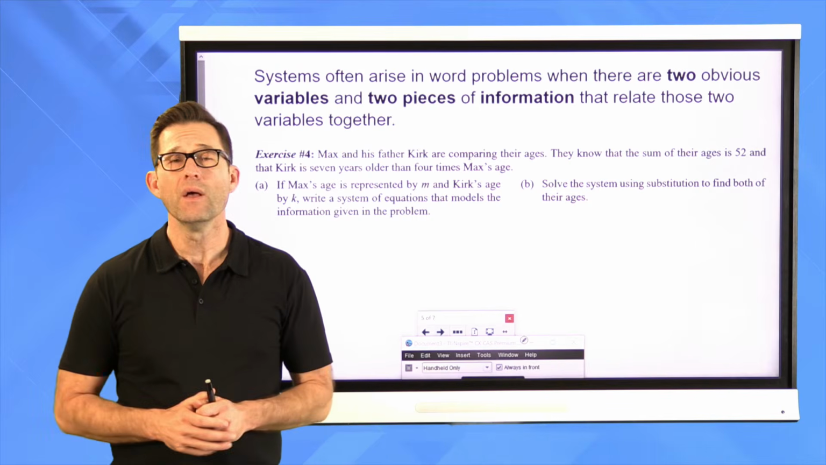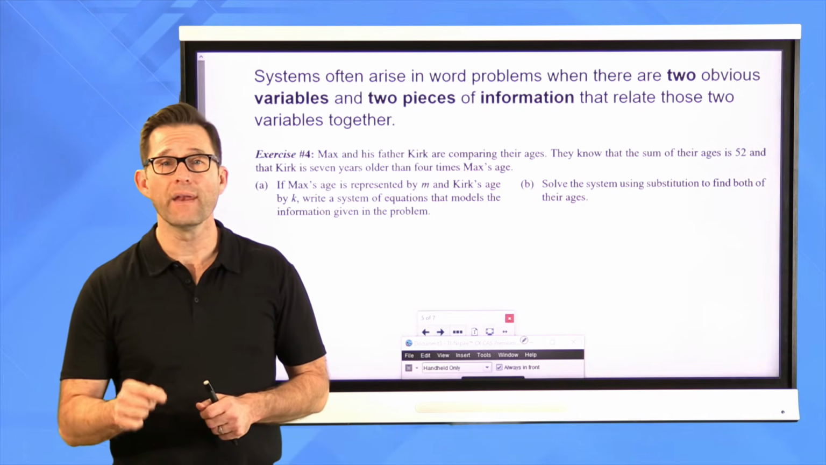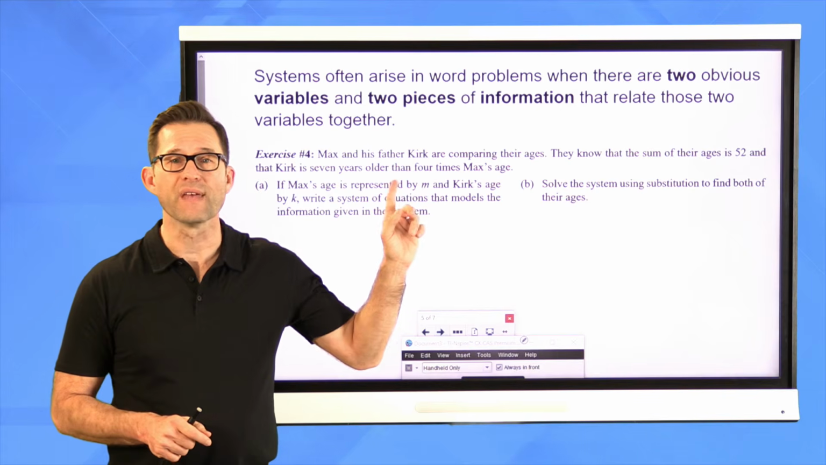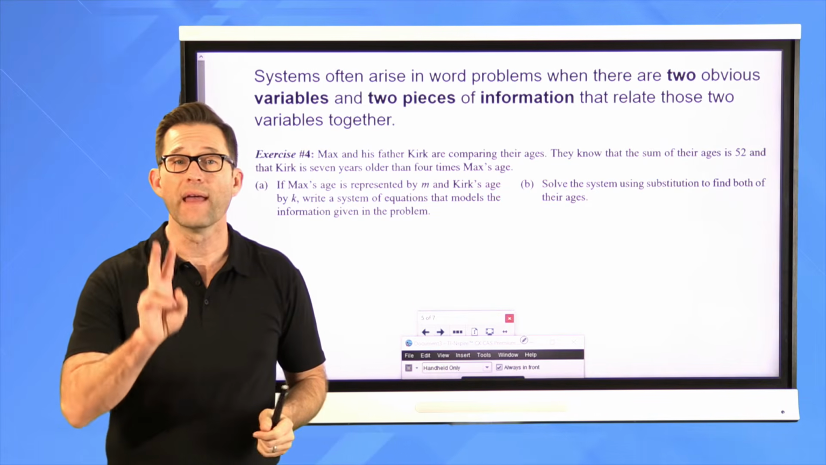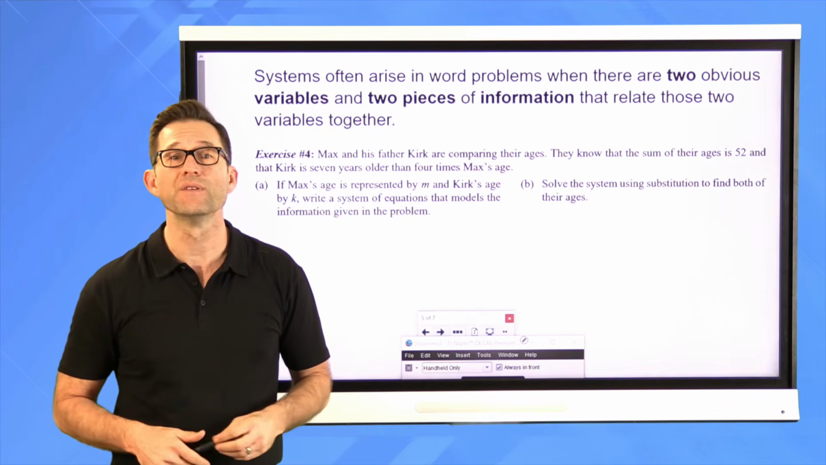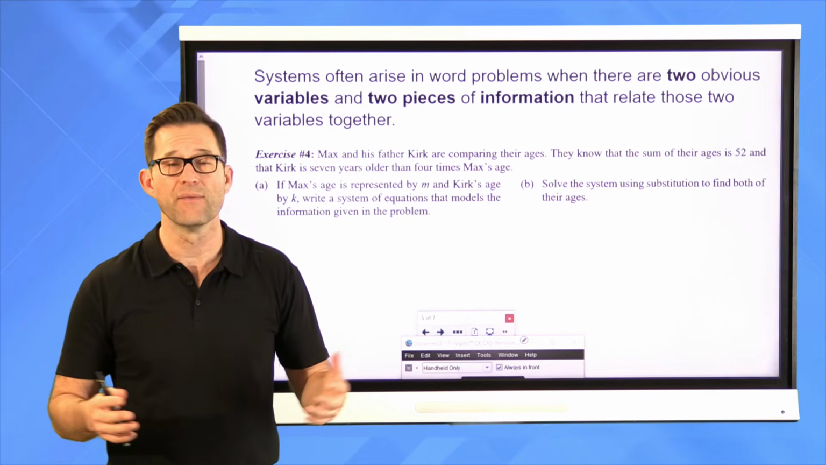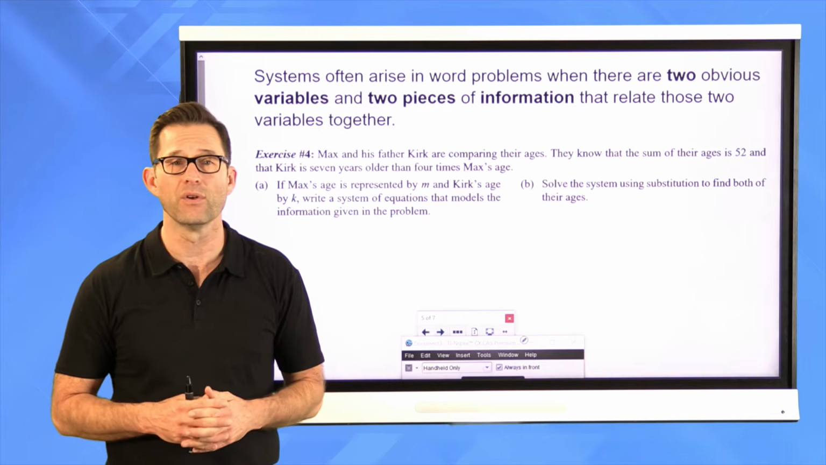All right, so I'd actually like you to pause the video right now and see if you can use the variables M and K along with the two pieces of information they gave to write down two equations that constitute the system that describes what's given in this problem. Pause the video now and see if you can do that.